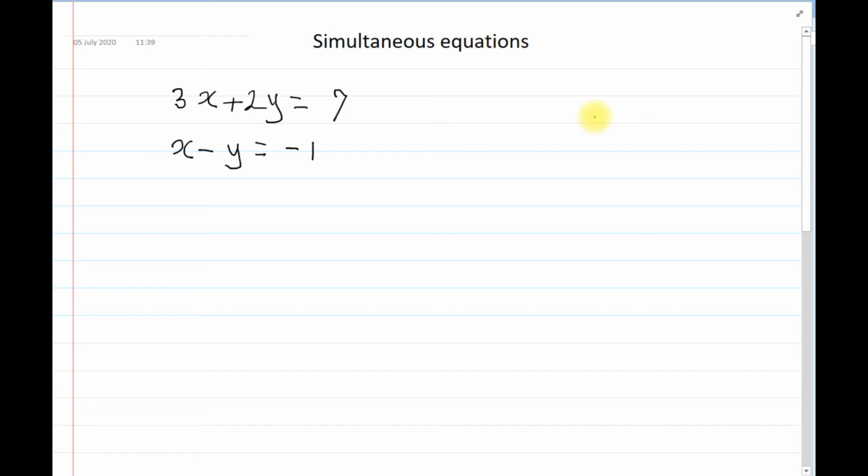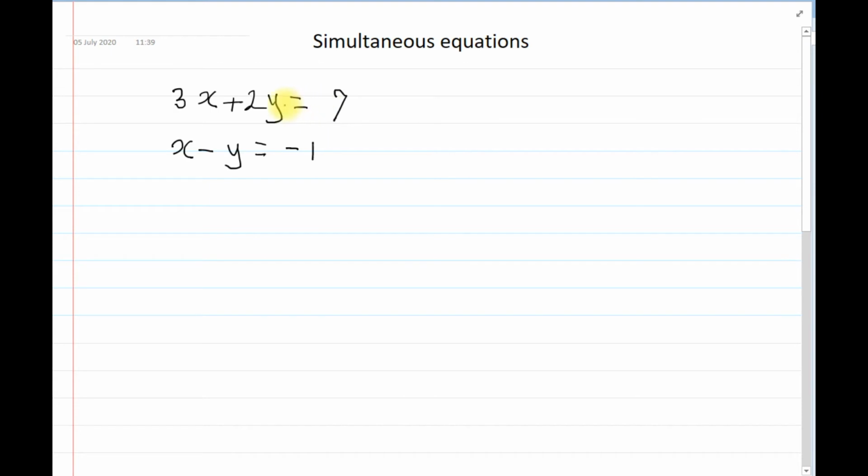Okay, here we have a set of simultaneous equations, 3x plus 2y is equal to 7 and x minus y is equal to minus 1. And we can solve this by either using substitution or elimination. I'll try to show you both techniques. And in an exam situation, you have to decide which one is easier to use or a more suitable approach. Now, if I want to use substitution, that means I have to make x or y the subject of the formula.